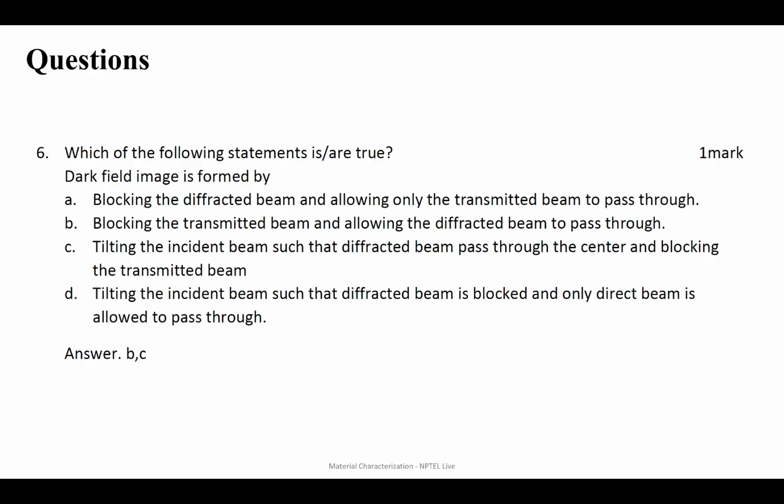So the answer would be B and C. Dark field image is formed by tilting the incident beam to block the transmitted beam and allow the diffracted beam to pass through, which is the same point conveyed in B.